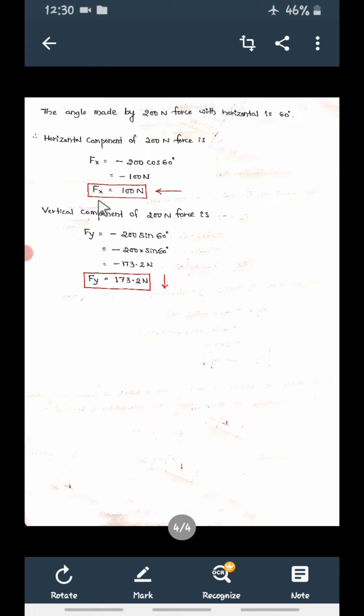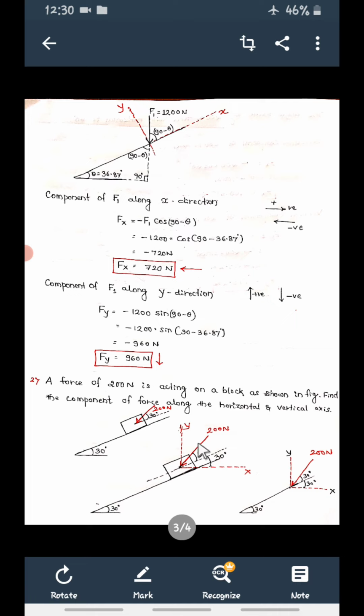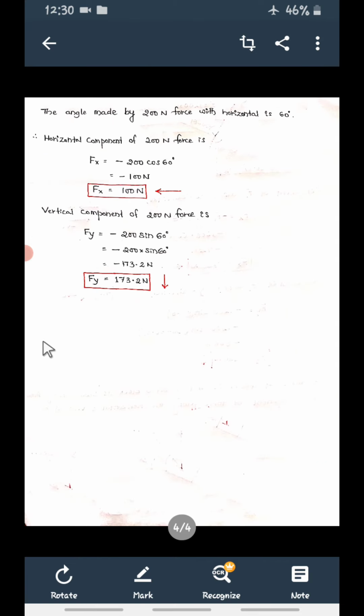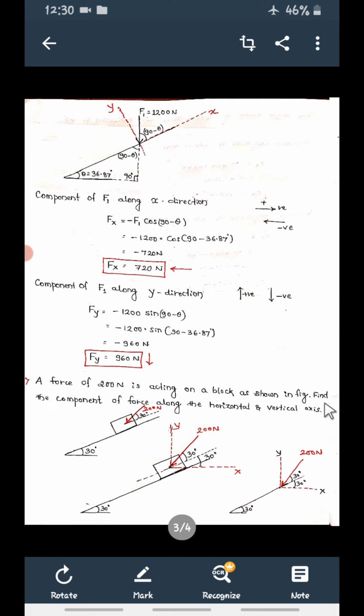So remove the minus sign. Fx is equal to 100 Newton, where minus means in this direction. This is the direction you have to show. Next, the vertical component. Make this force vertical. It is downward, it is moving downward. Downward means again minus. So Fy, the vertical component, is equal to minus 200 sin 60.